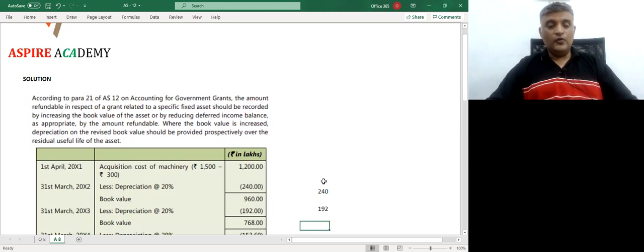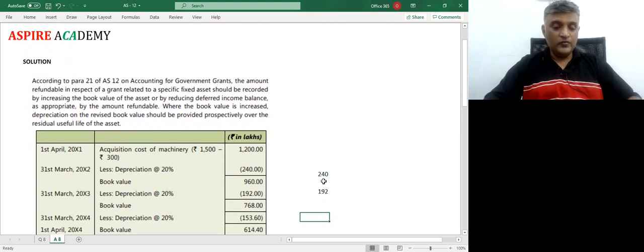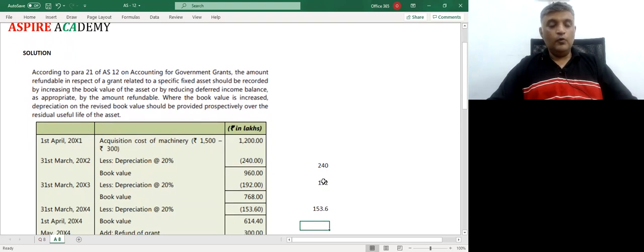For X3, X4, calculate another 20%. So 768 into 20%, that will give you 153.6. So the book value of the machine as of 1st April X4 is 614.4.